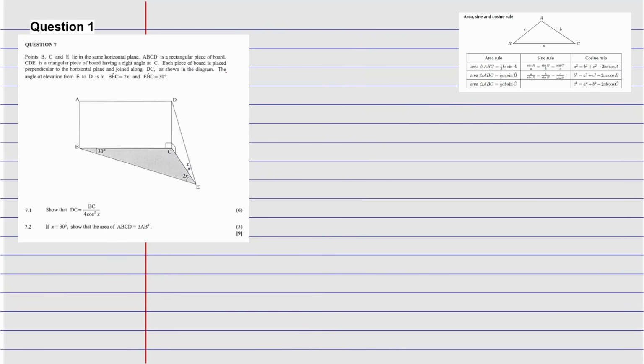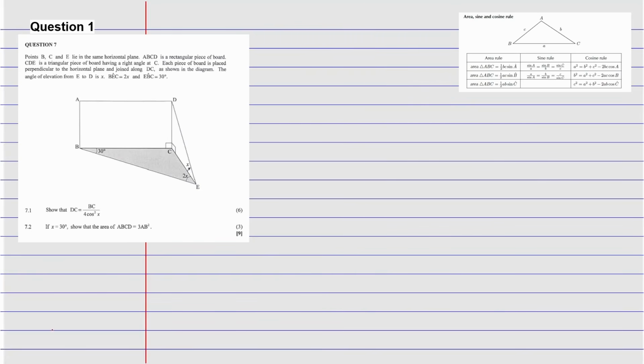Then they tell us that the angle of elevation from E to D is X. So we have that that is X. Then they tell us that BEC is equal to 2X. Then they tell us that EBC is equal to 30, which is labeled, which is nice because they label everything, right?